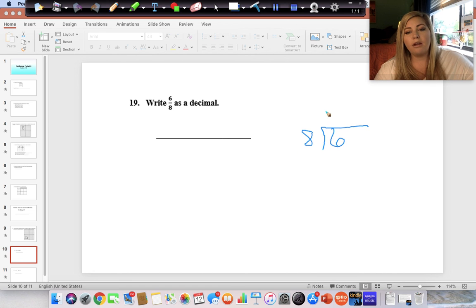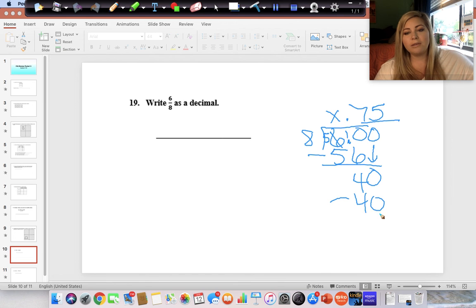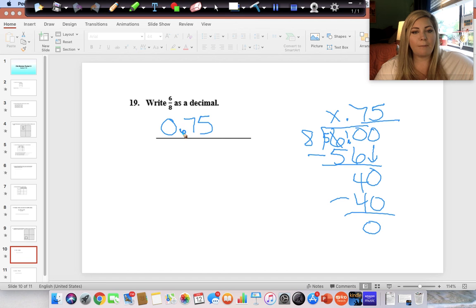8 cannot go into 6. But we're going to put a decimal, annex a 0. 8 goes into 60 7 times. 7 times 8 is 56. Subtract and we get 4. You could borrow here. Okay, so then we annex another 0, bring it down. 8 goes into 40 5 times. 5 times 8 is 40. Subtract and we get 0. So our answer is 75 hundredths.